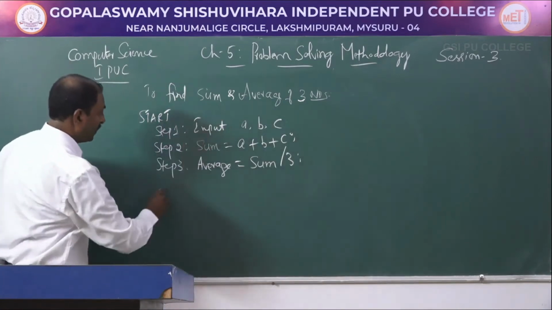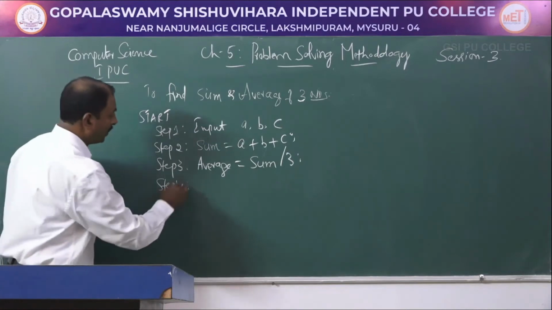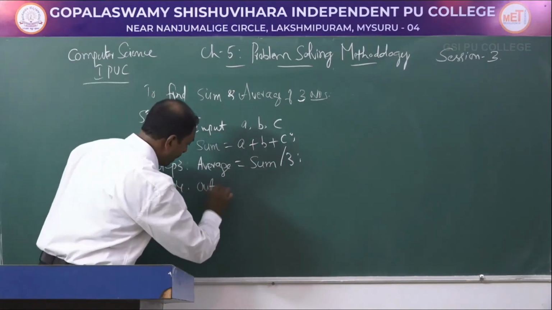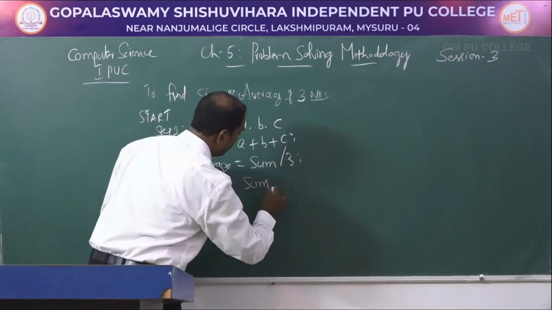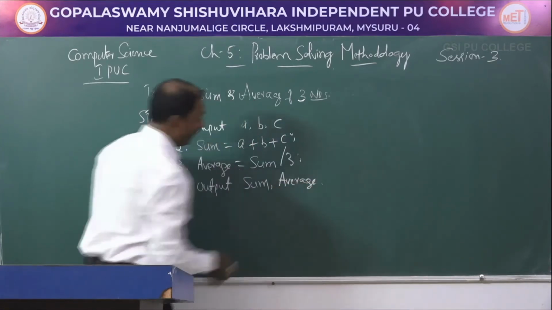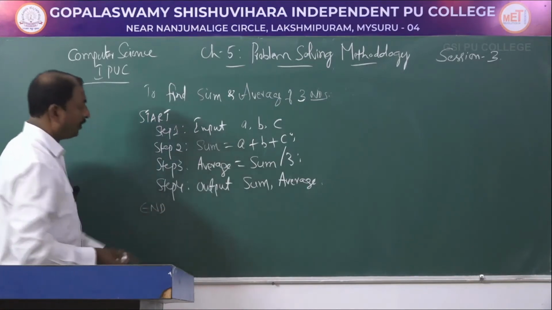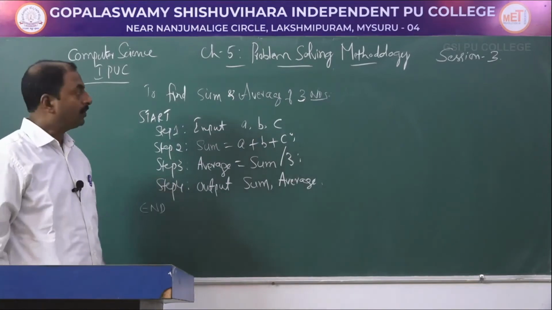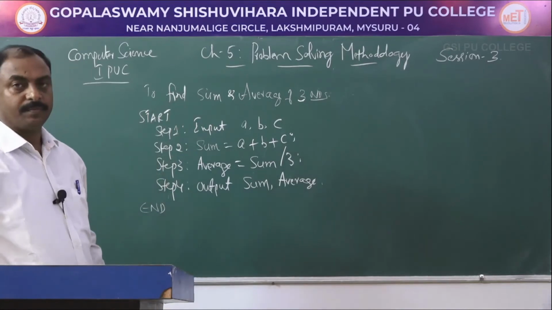Now after this, step 4. What is step 4 here? We have to print the result. So we say output sum and average. Next, after printing the result, we have to stop or end this algorithm. So this is an algorithm to find the sum and average of three numbers.